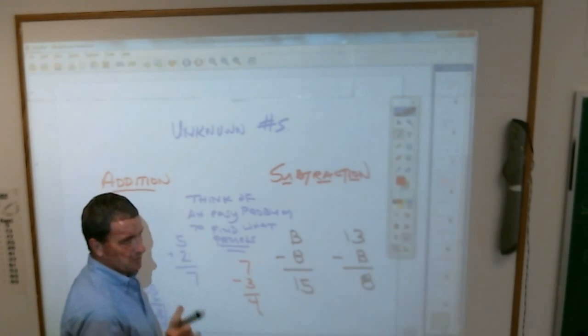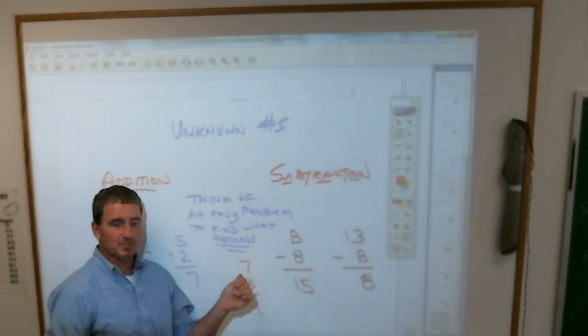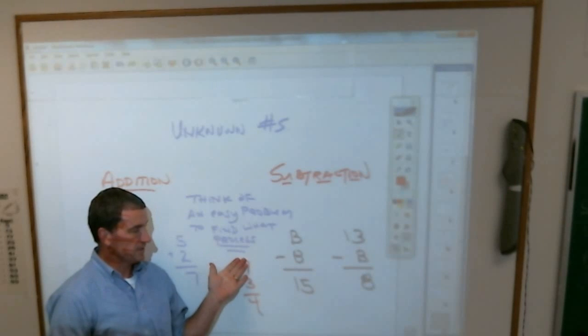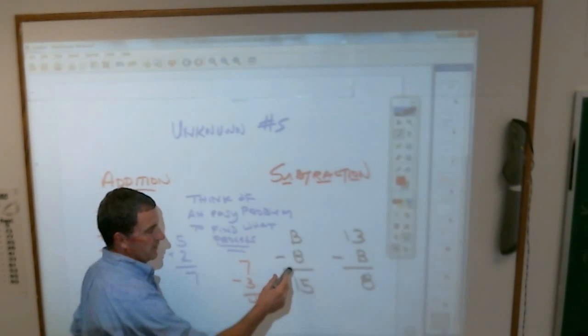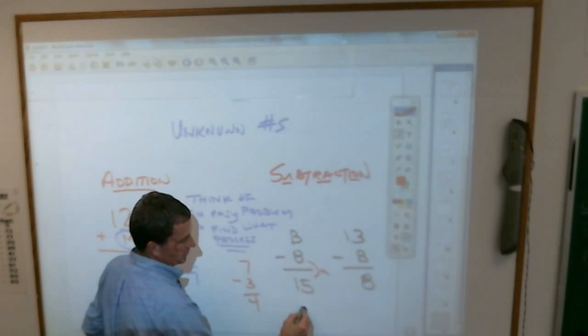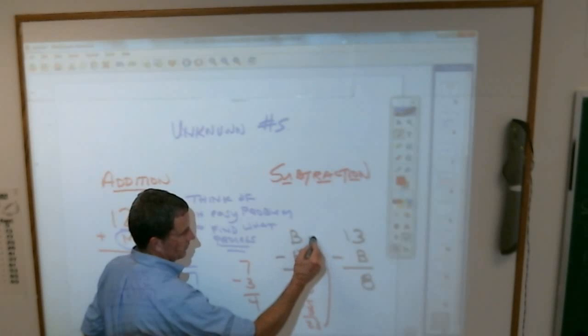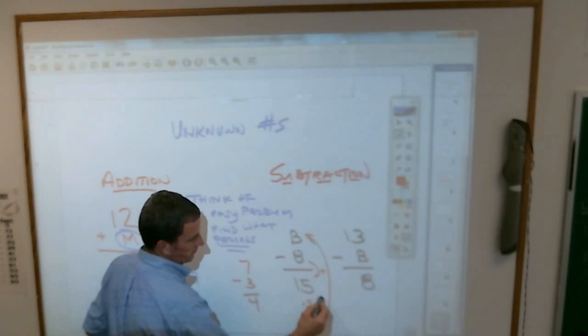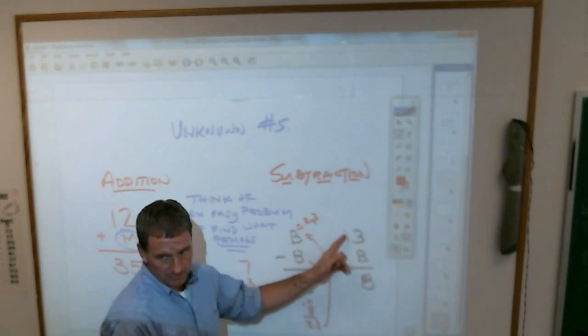In an unknown number subtraction problem, if you're missing the top number, if I was missing the 7, what do I do to these two numbers? Add them together. So that's what I have to do here: add those two together. 15 plus 8 is 23, and that's what would go there for the letter B. B equals 23. But that's not what I do here.